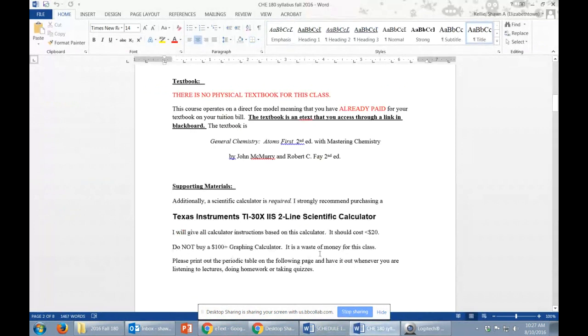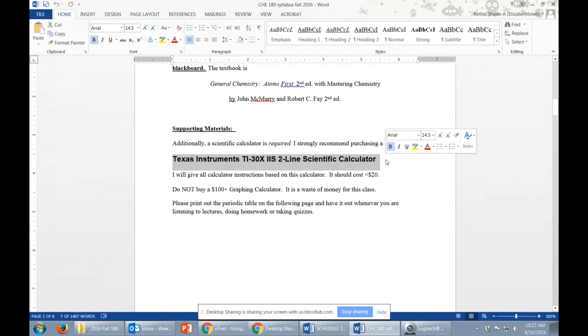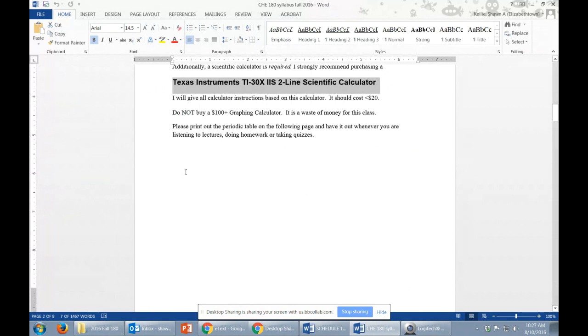In addition to the e-textbook, if you don't already have one, you need to buy a calculator. This is the calculator that I recommend. It's less than $20. The only reason I recommend it is it's cheap and ubiquitous. I also discovered that if I don't specify a brand of calculator to buy, this is the calculator people walk in with. I will give all calculator instructions during the course of the semester based on this calculator. Don't buy a $100 graphing calculator.